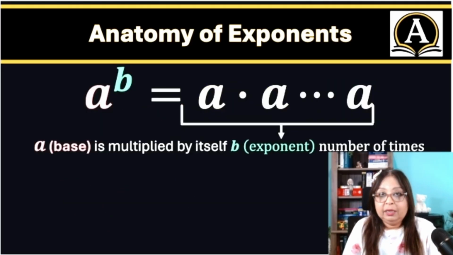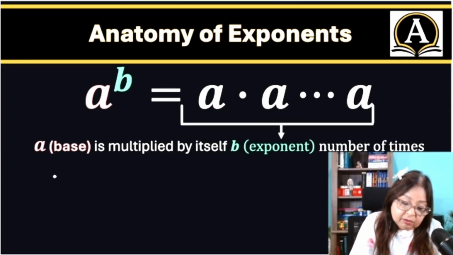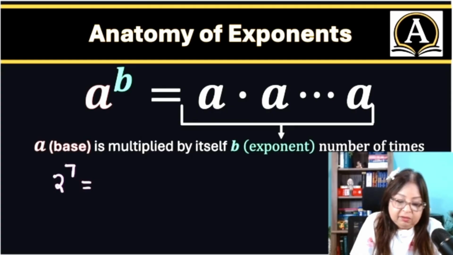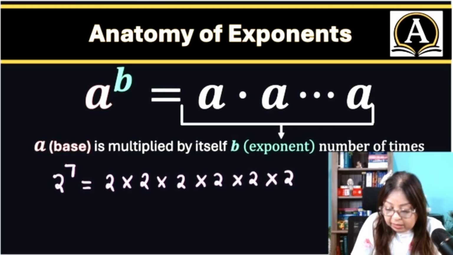A to the power B. All it means is that you multiply A by itself B number of times. Now you may have had some numbers such as 2 to the power 7. What it means is that you multiply 2 by itself 7 times. So that's a lot of writing, right? And a lot of keeping track of how many numbers you have already written.